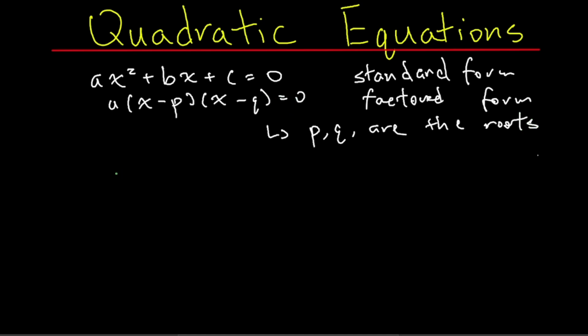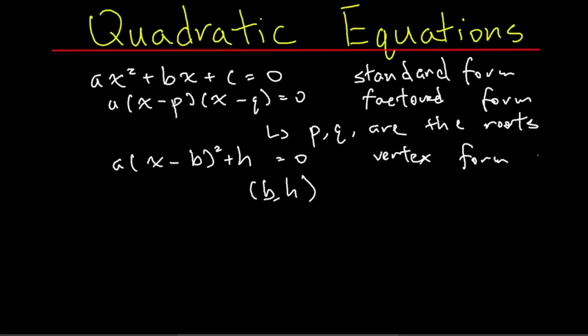form. The last form is the vertex form. So that looks something like a times x minus b plus h, and this is squared here, equals 0. So this is called the vertex form. And this is usually useful when we're trying to graph quadratic equations, because when you're in this form, the point BH is the vertex of the quadratic equation. And from that, it's much easier to actually draw the diagram out.